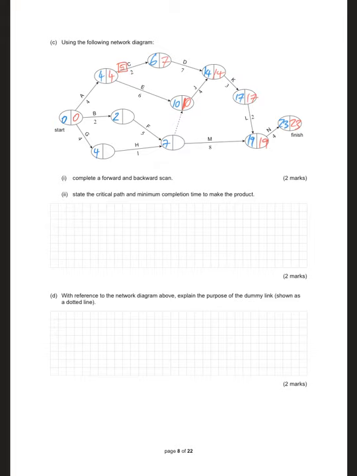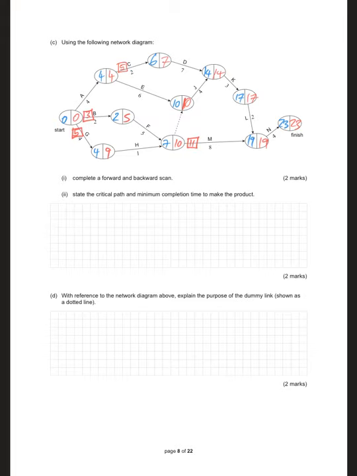19 take 8 is 11, but 10 take 0 is 10 through the dummy link. So 11 is going to be here. 10 take 1 is 9. 10 take 5 is 5. 5 take 2 is 3. 9 take 4 is 5.